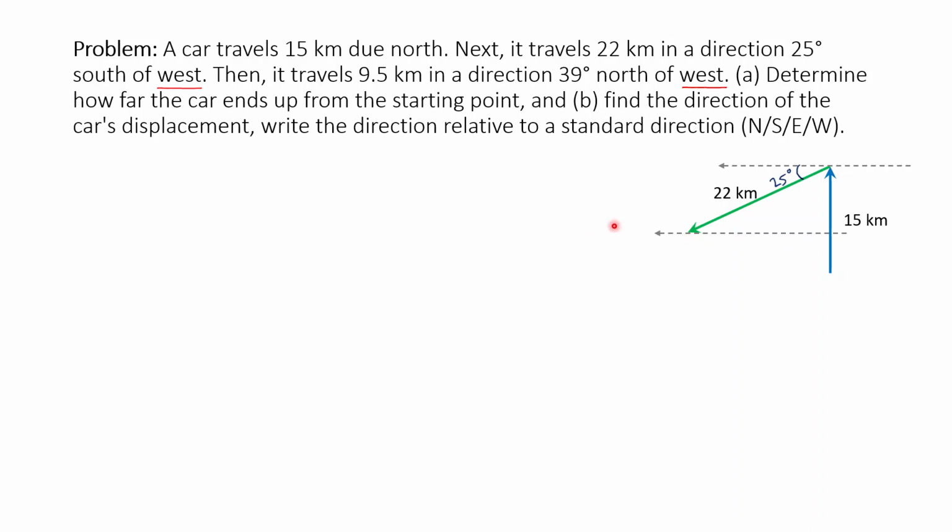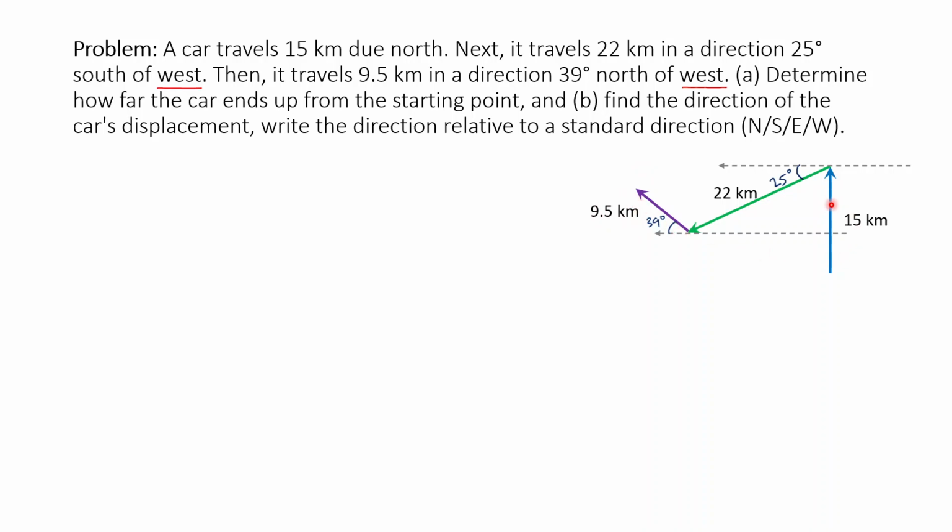This is west. You need north of west. This side is north of west, this side is south of west. So 39 degrees north of west is this. This angle is 39 degrees. The length of this vector is 9.5 kilometers.